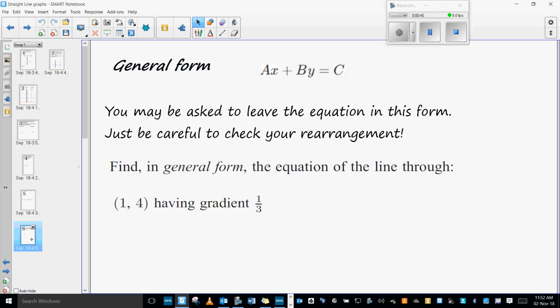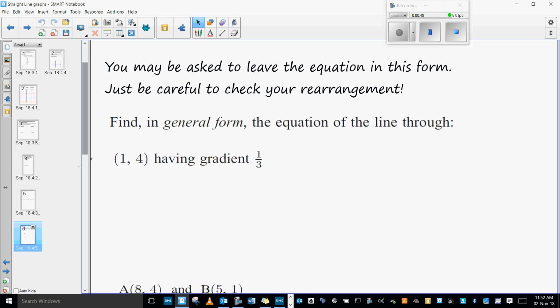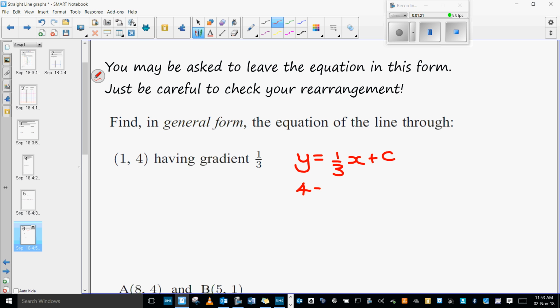So, finding general form, the equation of a line through this coordinate and has a gradient of 1/3. So we're going to start off in the same way as we've done before. What would I write knowing that it has a gradient of 1/3? So I'm going to write y equals mx plus c. Jacob, what would I then do? So I'm going to write 4 equals 1/3 multiplied by 1 plus c.